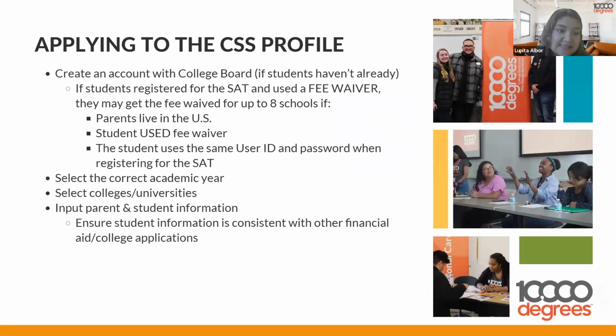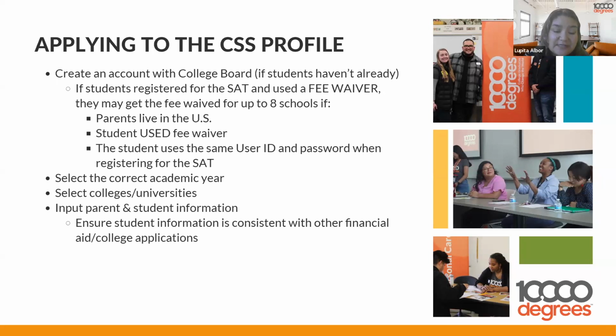Okay, so applying to the CSS profile. If students have not done so already, they need to create a College Board account. If the student registered for the SAT and used the fee waiver, then they also get the fee waiver for up to 8 schools, essentially. But again, there are fee waiver codes available to students if they reach out to the financial aid office of each of the schools that are requiring the CSS, and they meet the parameters of the fee waiver.